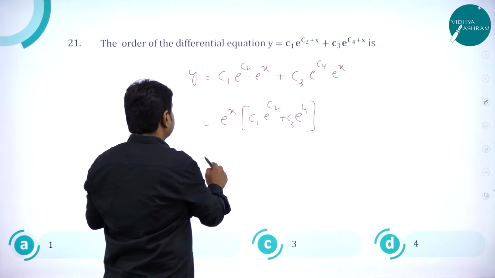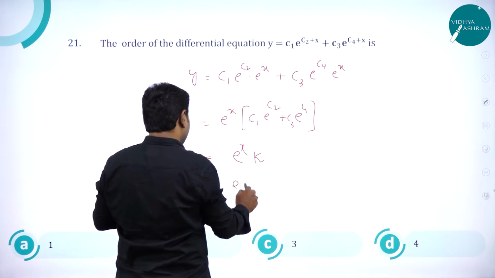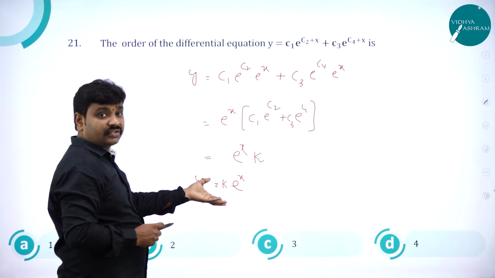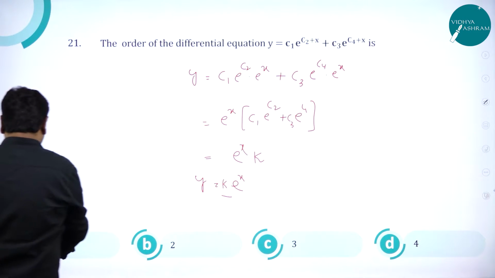Now I will replace it by a single constant, say e power x into k. So now I have one arbitrary constant. So once if I differentiate, I can eliminate this. So order is 1. Order is what? 1. Interesting.